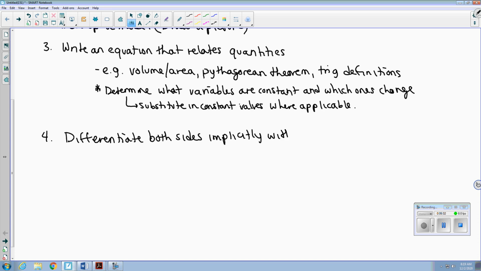With respect to time. So this idea of implicit, and because it's with respect to time, that means we're going to have to use a chain rule on the variables that don't represent time, which is oftentimes all of them. So use that. Don't forget that chain rule for this.